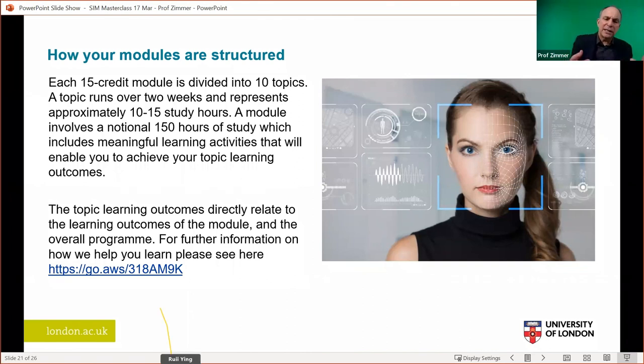And what's really fantastic about these programs is that the students are very active in becoming a community. There are Slack channels for each of the modules, and people do interact on the Slack channels and help each other.